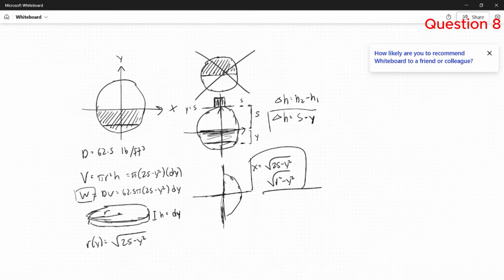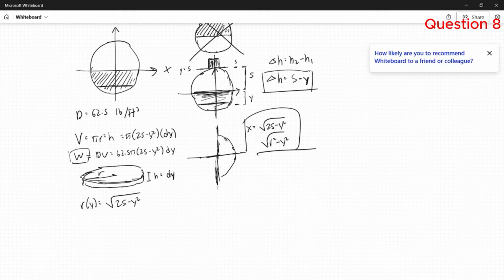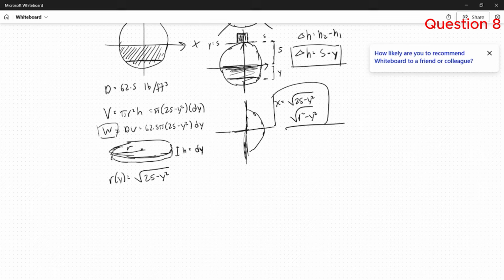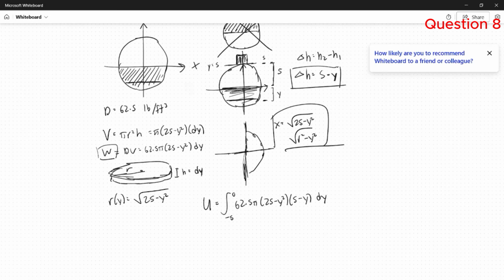This gives us our height value, and now we have everything we need to set up the final integral of work. Work done, in this case, I'll say work is u since w is already taken, would be the integral of 62.5 pi times 25 minus y squared multiplied by 5 minus y dy from -5 to 0. It is from -5 to 0 because that is where our water is located when the problem first starts and before we've even pumped any of the water. This is our final integral.